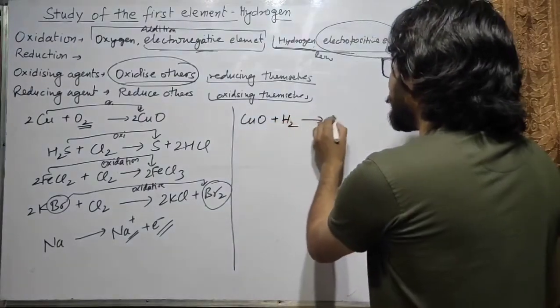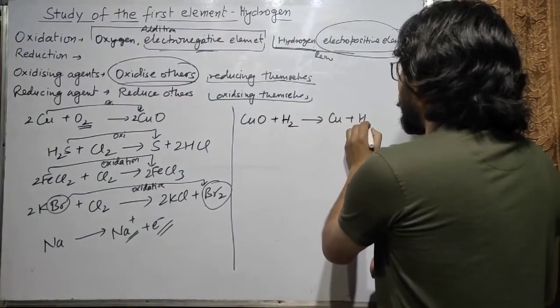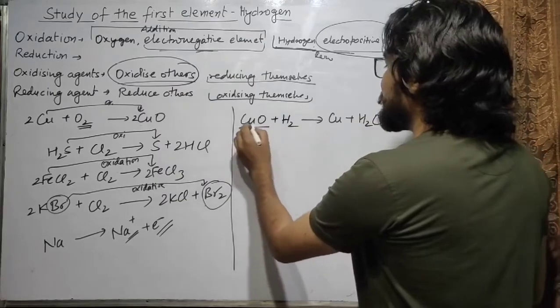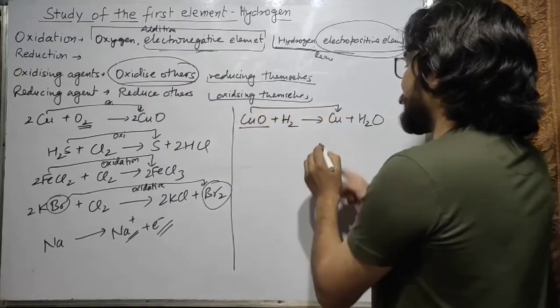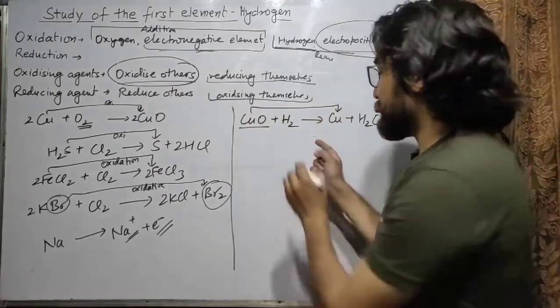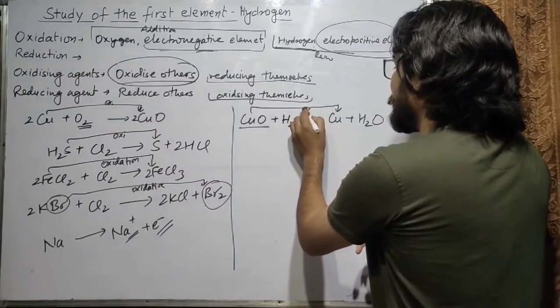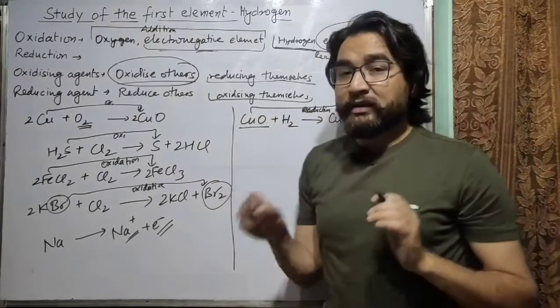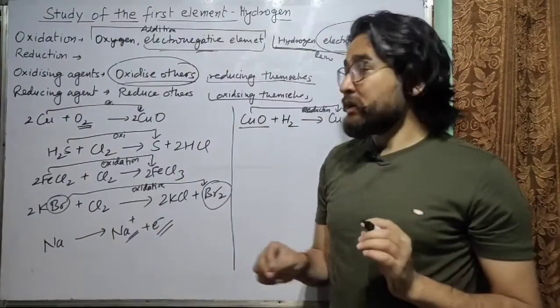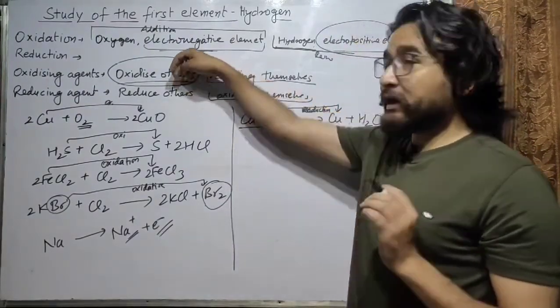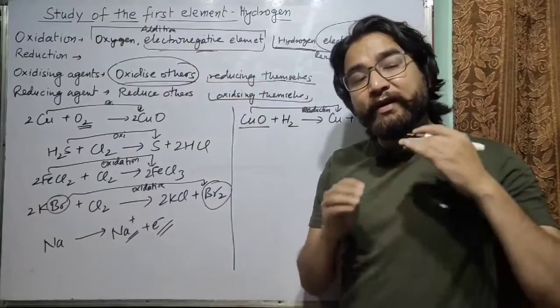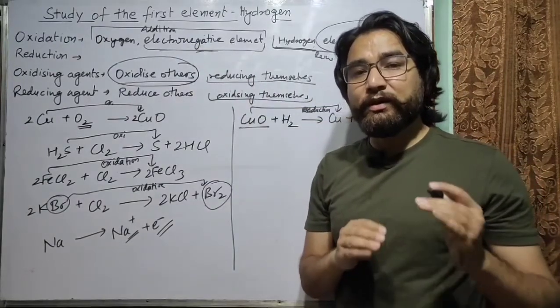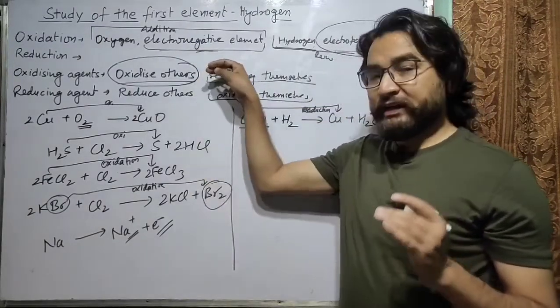So it will form Cu plus H2O. So you can see copper has lost oxygen. So it is reduction. Removal of oxygen is reduction. The next thing is removal of electronegative element. So removal of any other electronegative element will also be called reduction.